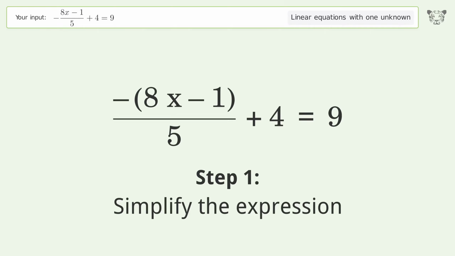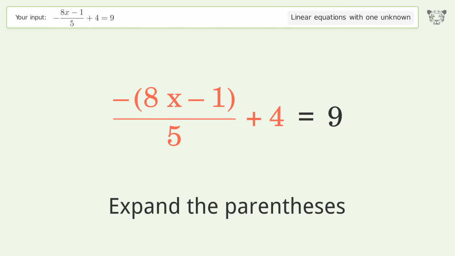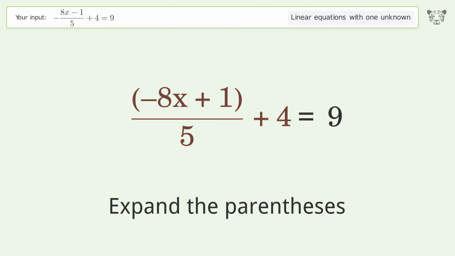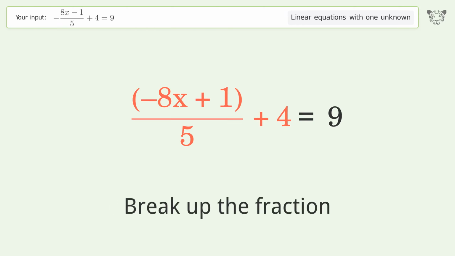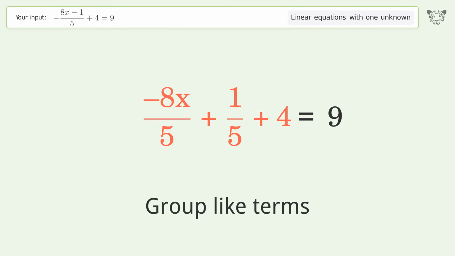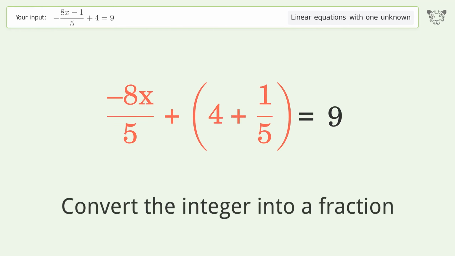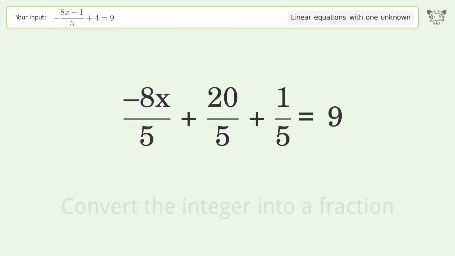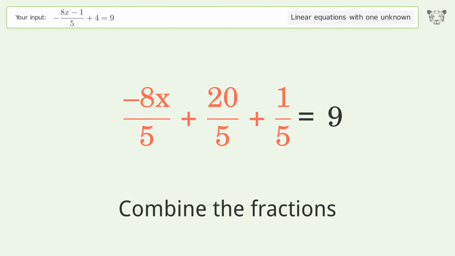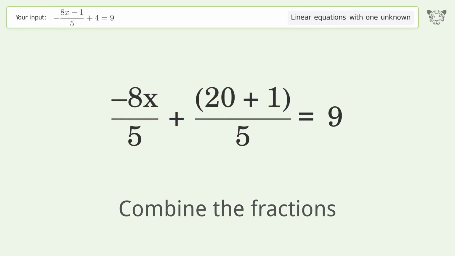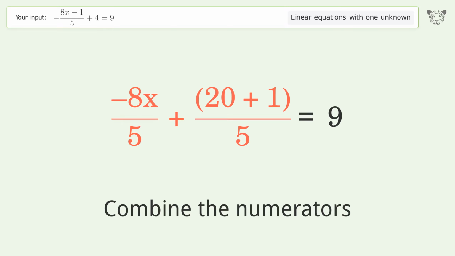Simplify the expression. Expand the parentheses. Break up the fraction. Group like terms. Convert the integer into a fraction. Combine the fractions. Combine the numerators.